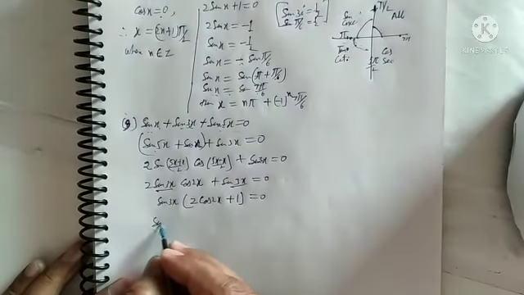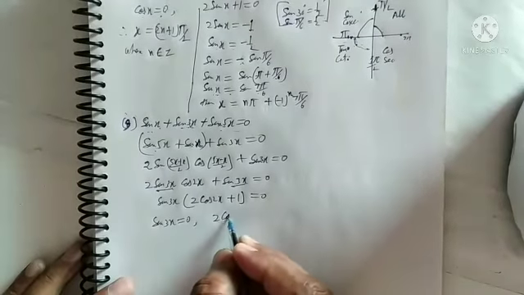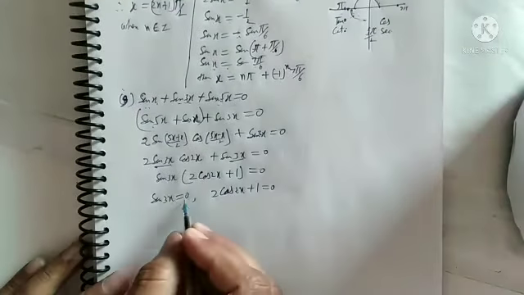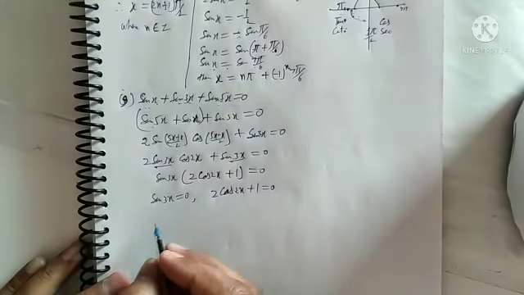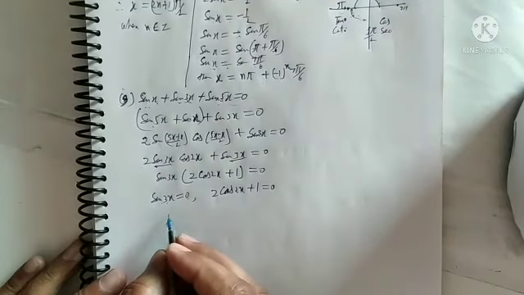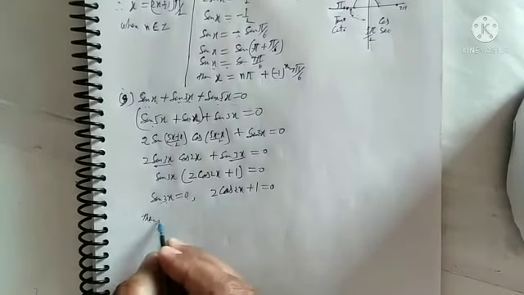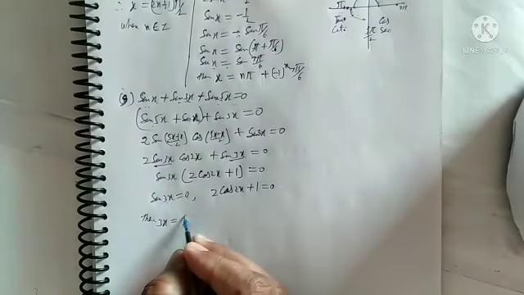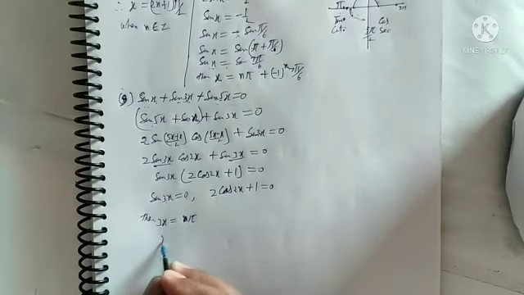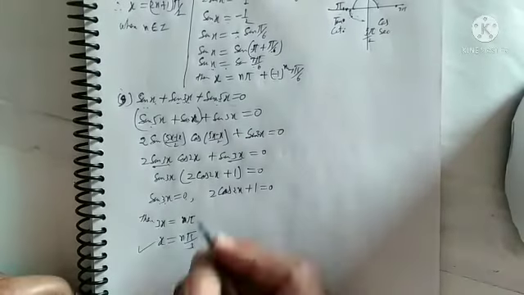Hereafter, you know that sin 3x is equal to 0, and second, 2 cos 2x plus 1 is also equal to 0. So sin 3x is equal to 0. We can directly apply the formula. If sin theta is equal to 0, then theta is equal to n pi. So 3x is equal to n pi, then 3 will go down, so x is equal to n pi upon 3. This is the first general solution we got from this term.